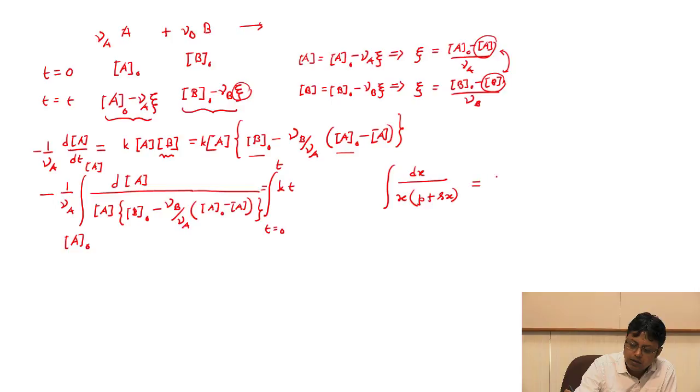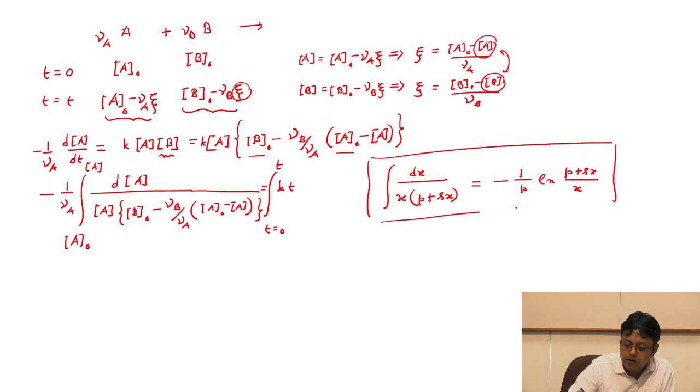That you can write as minus 1 over p ln p plus sx divided by x. So that integral you can directly use, which I have provided here, and you just have to identify what the x, p and s are here. So x is nothing but the concentration of a that you are integrating, and you can see a appears here just like x appears here, and then p plus sx. So p is nothing but the constant, and you can see the constant is nothing but b0.